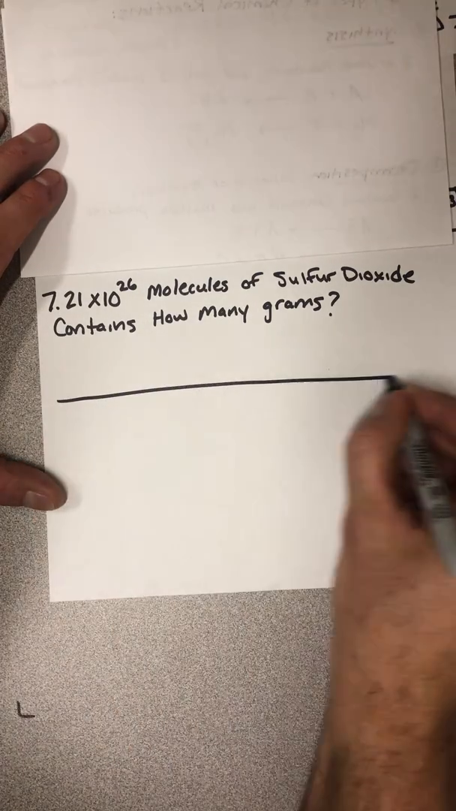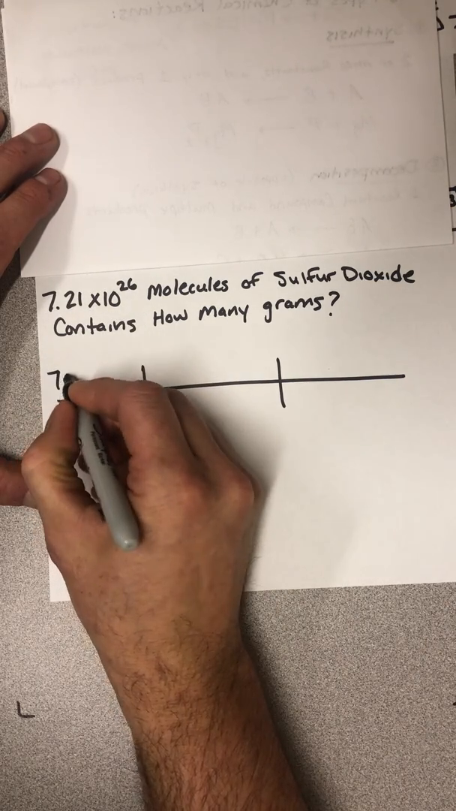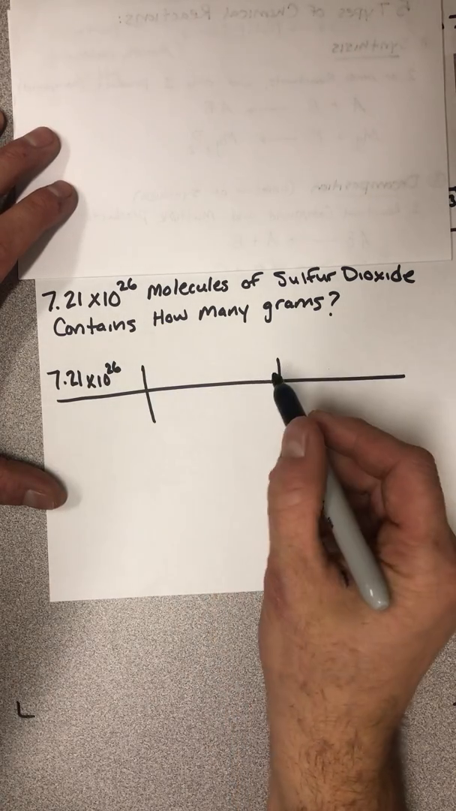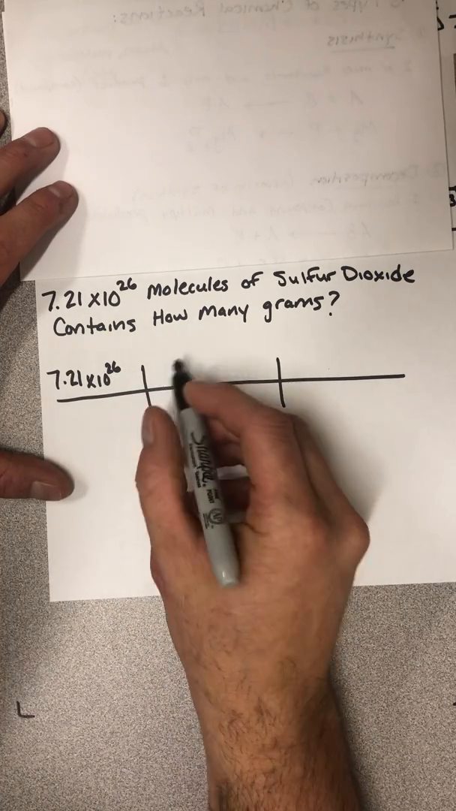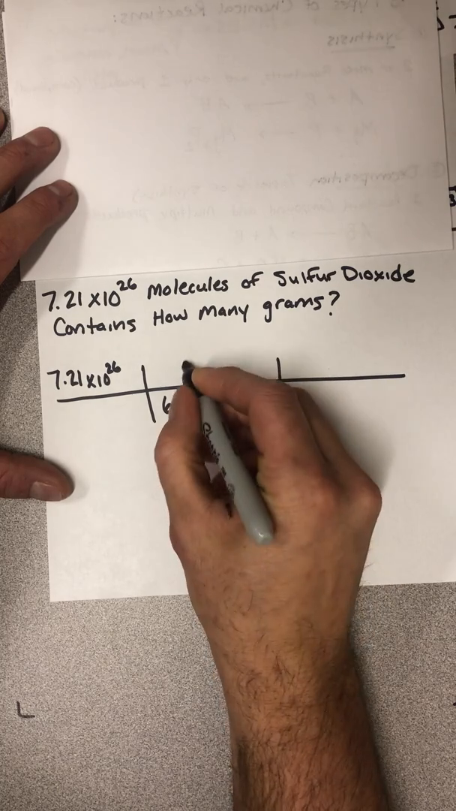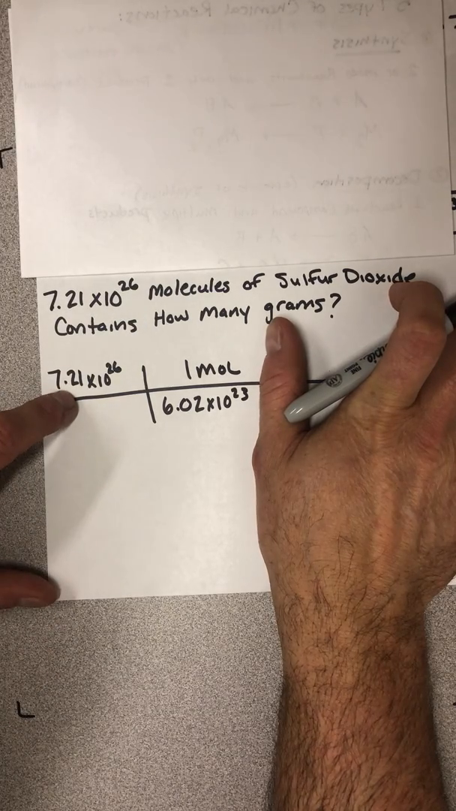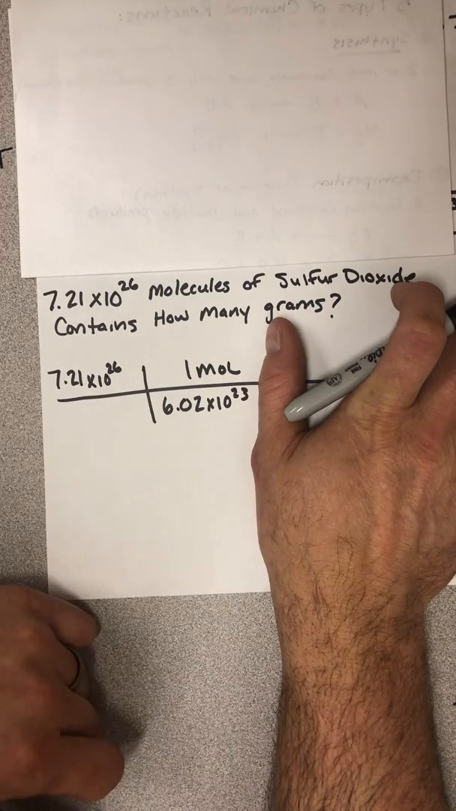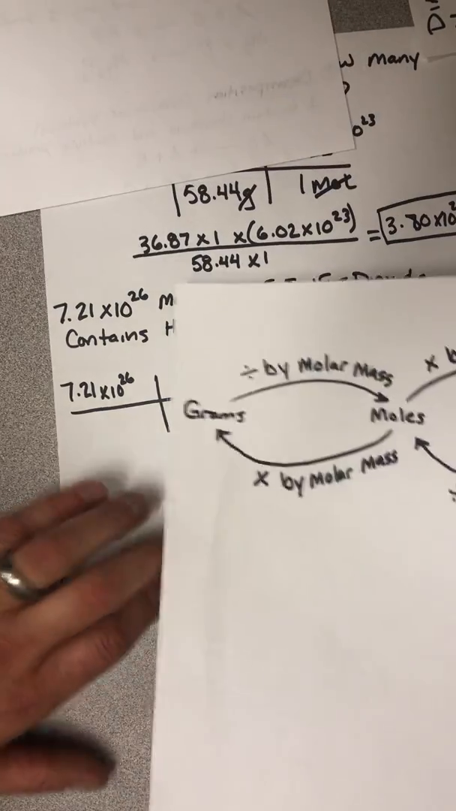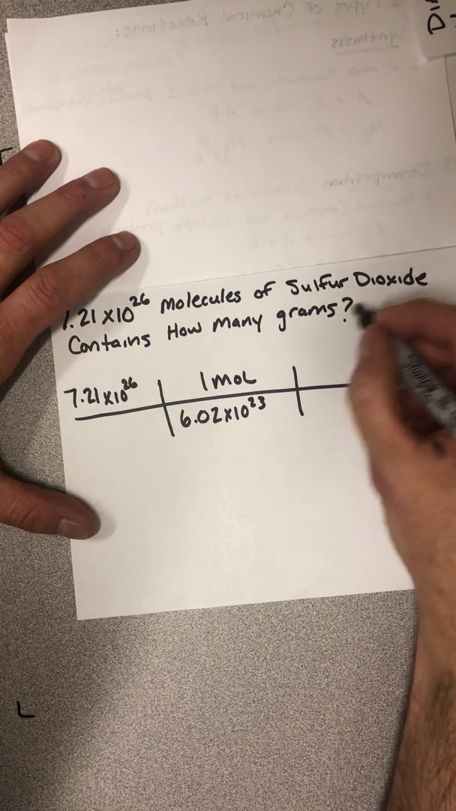We do our same kind of 3-part table. Start with our number from the problem, 7.21 times 10 to the 26. Now we want to convert to moles by dividing by Avogadro's number, and that's 1 mole. Okay, so if we stopped right here, we would have just converted this number of molecules into a number of moles. And now for the next part, where we go from moles to grams, we actually have to use the molar mass. And so to do that, we got to figure out what the formula is and then count it up.